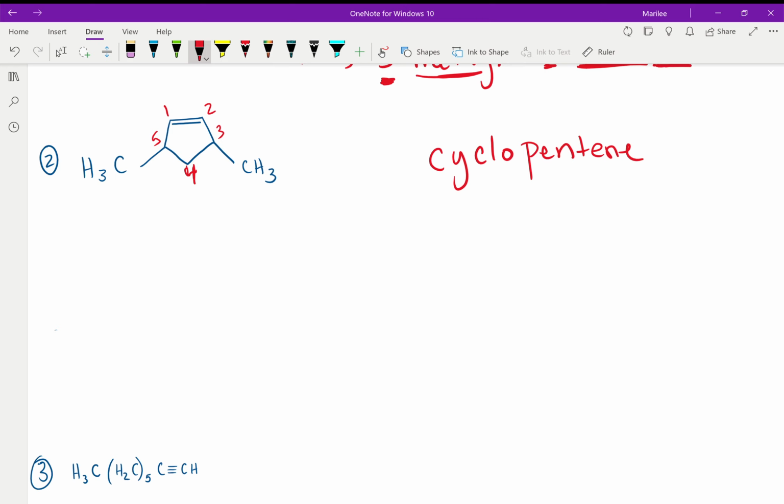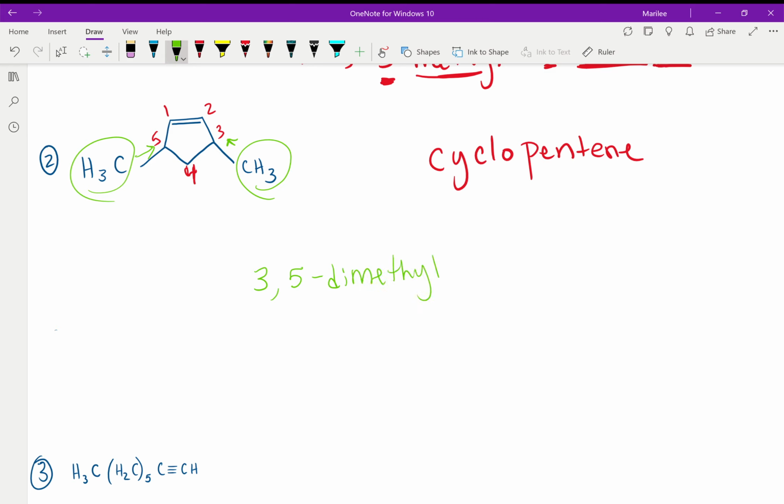But now don't forget we have to name our 2 methyl groups. So where are the 2 methyl groups bonded to our ring? We have them bonded at carbon 3 and at carbon 5. We always name starting with the lower number, so we have 3, 5. We have 2 methyl groups, and when you have 2, you add di in the front. So di, they're both methyl, dimethyl.